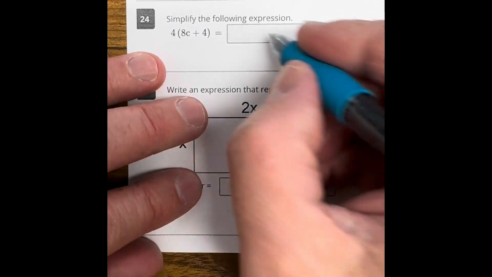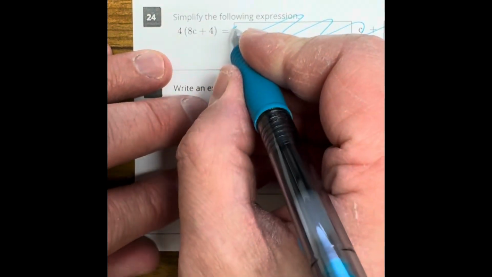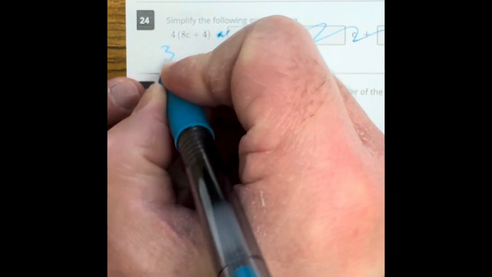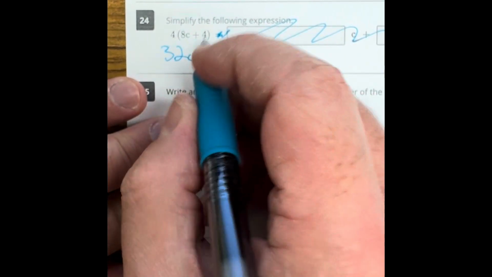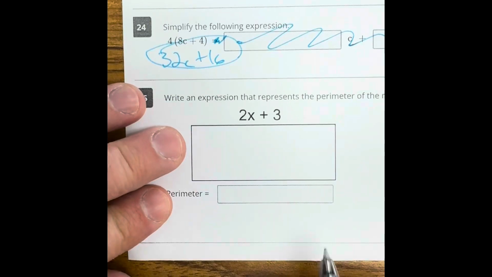24. Simplify the following expression. I don't like these boxes because it's weird. Just simplify the expression and forget this equal sign. 4 times 8c is 32c. And 4 times positive 4 is positive 16. Final answer, 32c plus 16.